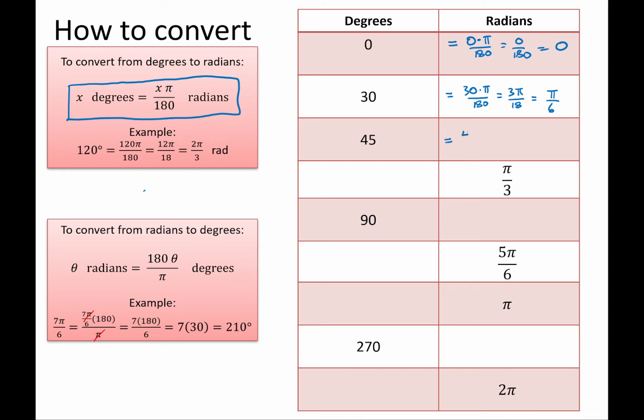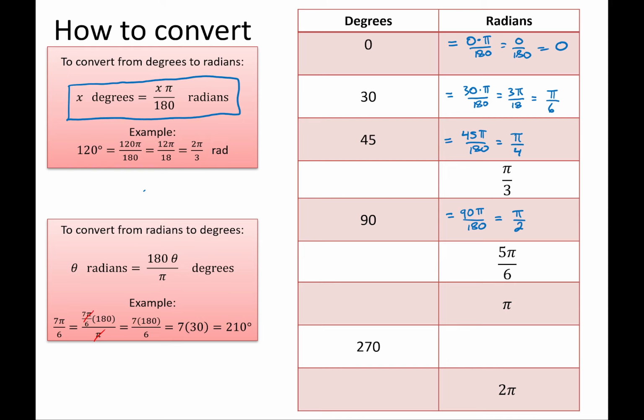Okay, 45. Well, 45 times pi over 180. Let's see, 45 times 2 is 90. 90 times 2 is 180, so this is a pi over 4, if you do the cancellation there. Okay, I'm going to skip the next one because it uses the other conversion formula. I'll come back to it after doing the conversion after. For 90, we have 90 pi over 180. So 90 is half of 180, so this is going to be pi over 2.